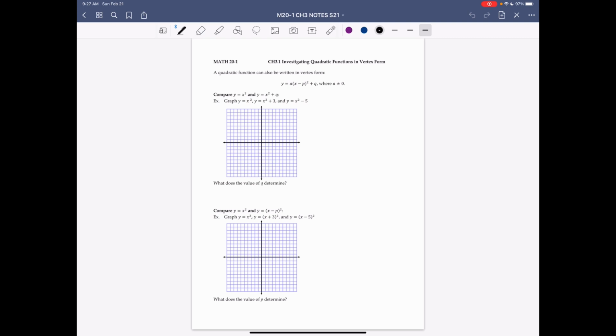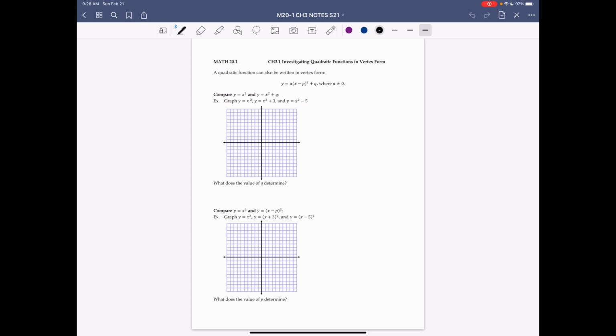Chapter 3.1, Investigating Quadratic Functions in Vertex form. A quadratic function can also be written in vertex form, which is y equals a bracket x minus p close bracket squared plus q, where again a cannot equal 0. A can't equal 0 for the same reason as in general form, because then it makes the x squared term disappear, and we need the x squared term for the definition of a quadratic function.